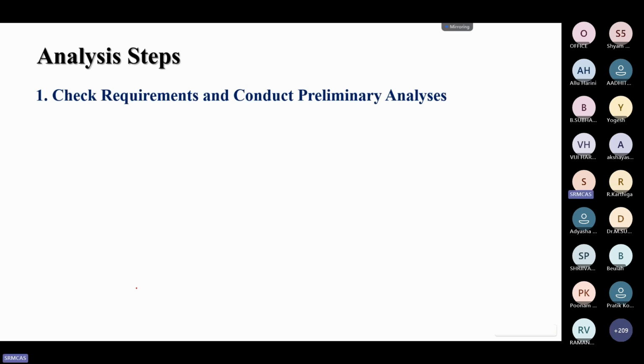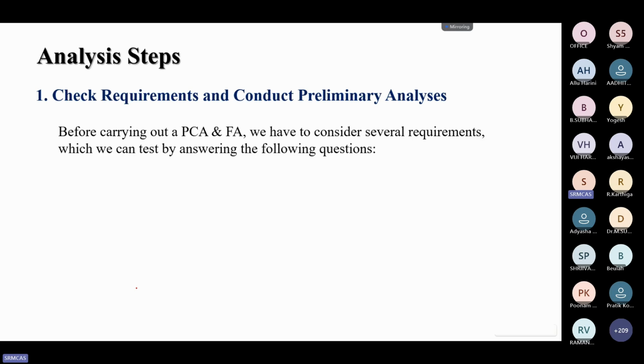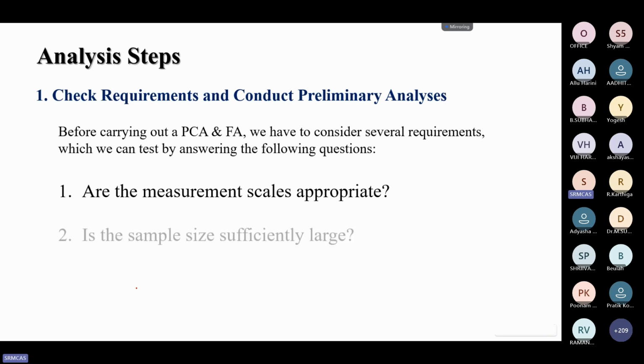So the first step is to check the requirements and conduct the preliminary analysis. Under this stage, there are different criteria. First, are the measurement scales appropriate for our variables? I think in the morning sessions, Dr. Felix might have introduced the different scales of the variables and the data, for example nominal, ordinal, interval, and ratio scales. So we have to choose the appropriate scales of the variables.